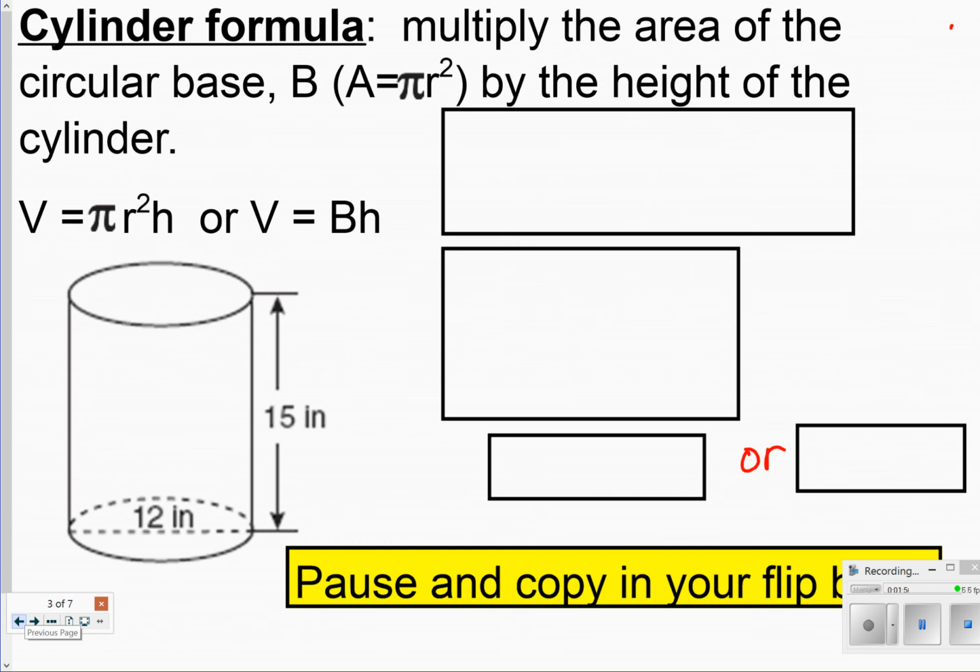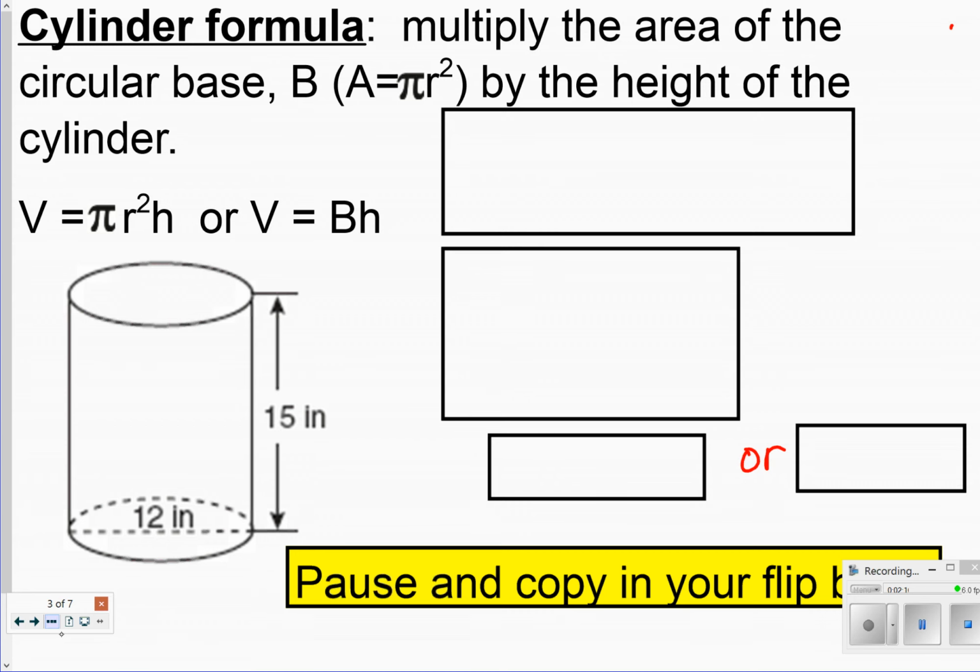All right. Well, now that we've done that, let's figure out what the formula is and then go ahead and do some practice problems. So the formula for finding the volume of a cylinder is to figure out what the area of the base is and then multiply it by the height.